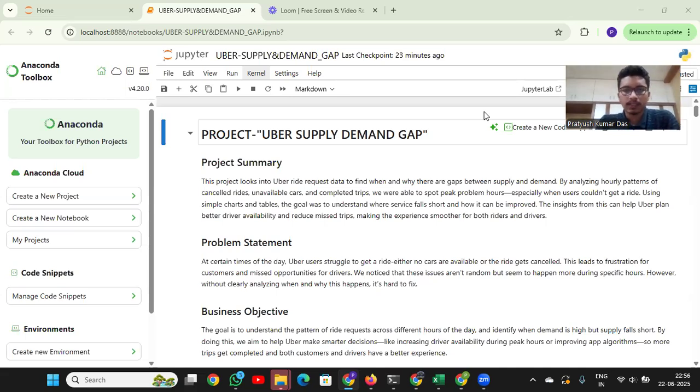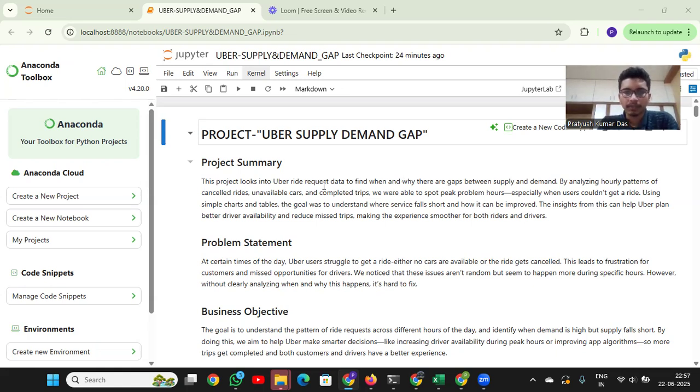I'm Pratyush Kumar Das, a pre-final year student of IIT Kharagpur, enrolled in its BTech plus MTech dual degree program, having majors in electrical engineering. Today, I'm here to present the panel with all the insights and data analysis that I have carried out in this project, that is Uber supply demand gap.